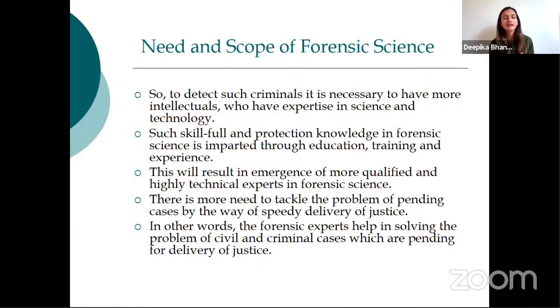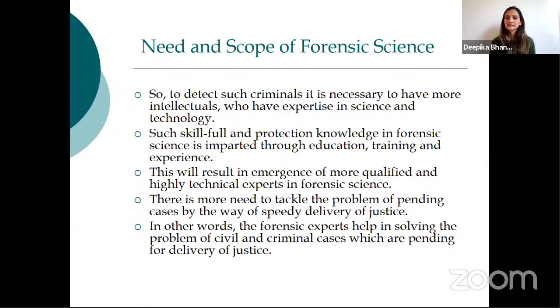Don't you think so? If people are aware of or well-versed in a subject like forensic science, then we will be able to get jobs in our criminal justice system. We can be a better part of the criminal justice system and make society a better place to live. Such skillful and protective knowledge in forensic science is imparted through education. So this is what you all are doing: education, imparting training, and experience does matter. That is also important. This will result in the emergence of more qualified and highly technical experts in forensic science.